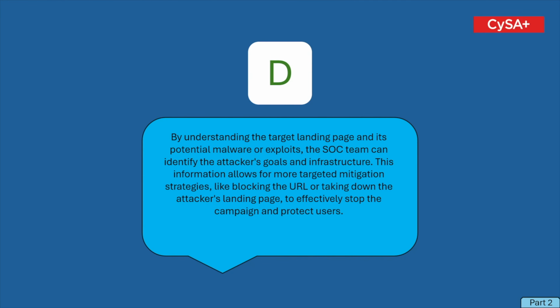Darn. By understanding the target landing page and its potential malware or exploits, the Security Operations Center team can identify the attacker's goals and infrastructure. This information allows for more targeted mitigation strategies like blocking the URL or taking down the attacker's landing page to effectively stop the campaign and protect users. Yeah, that makes sense.